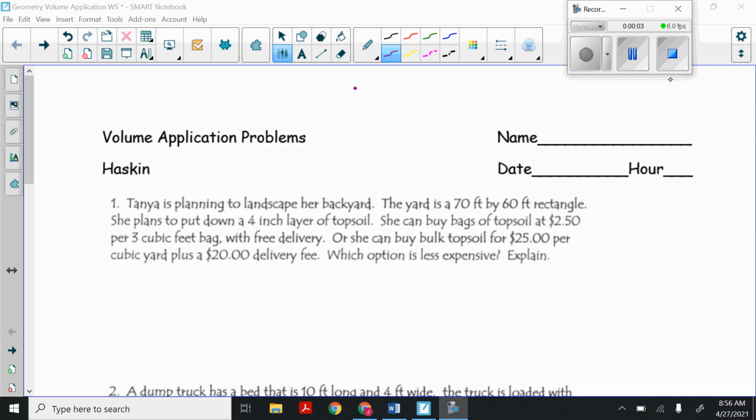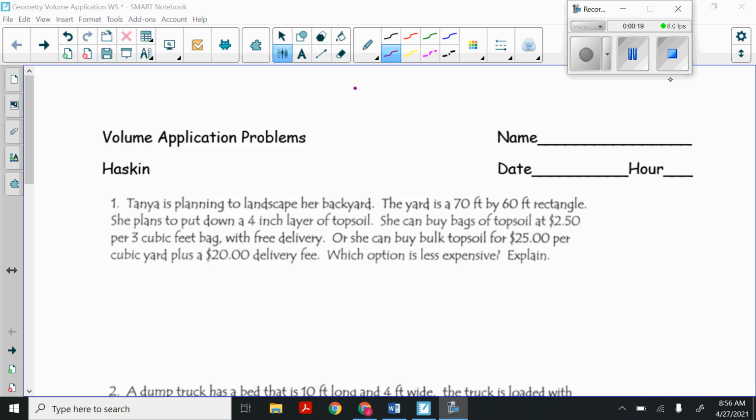All right, today in geometry, we are going to review volume of all the different shapes. We're going to look at the application problems, which are all of our word problems. So this is our homework. We're going to go through and do a few of these together, and then what we don't do together, you will finish up for homework.